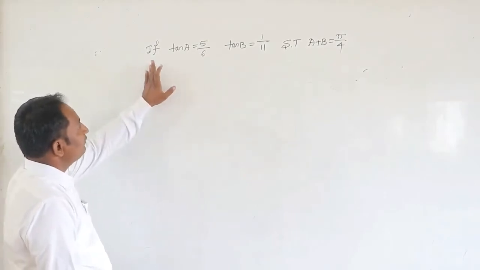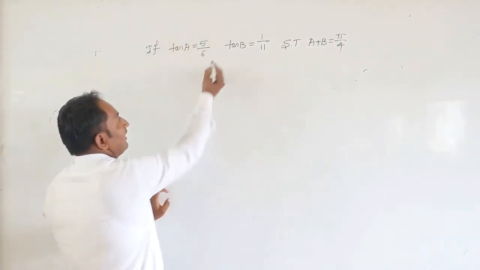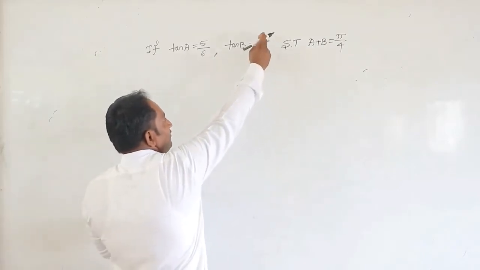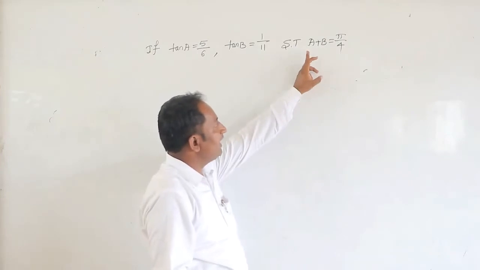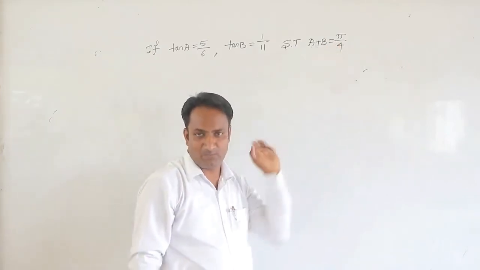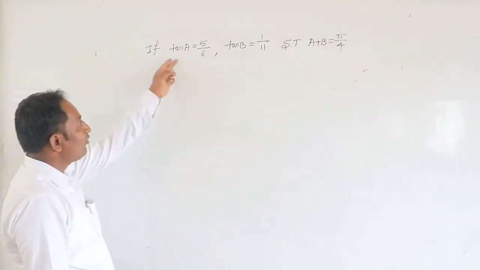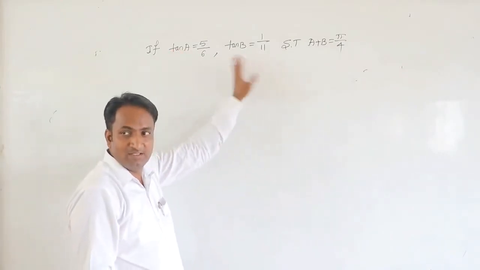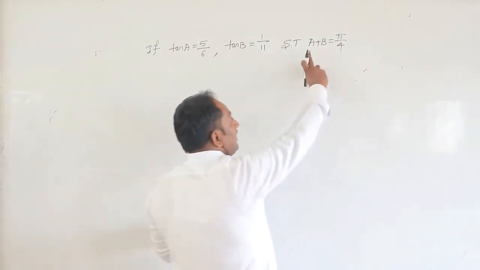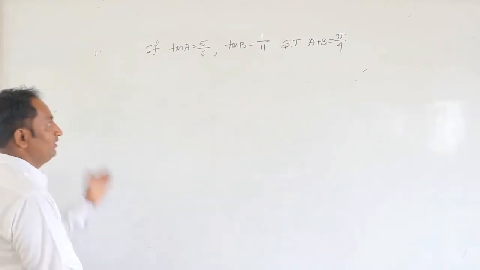Here, if tan of a is equal to 5 by 6 and tan of b value is 1 divided by 11, then show that a plus b value is pi by 4, that is 45 degrees. Here, tan of a value is given, tan of b value is given, then we can show that a plus b is equal to 45 degrees or pi by 4.